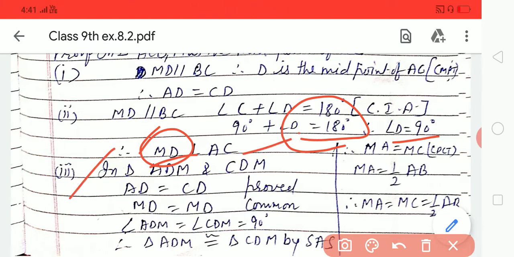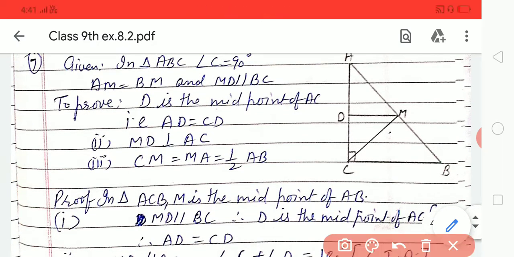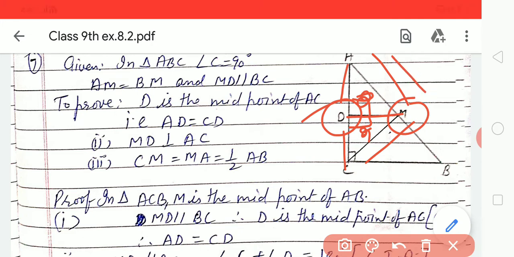Now come to the third part. In triangles ADM and CDM, you need to prove them congruent. DM is common in ADM and CDM. The 90 degree angles are equal, and AD equals DC because D is the midpoint. So by RHS or SAS criteria, the triangles are congruent, and by CPCT you can say that AM equals CM. Also M is the midpoint, so AM equals MB, so AM is half of AB also.